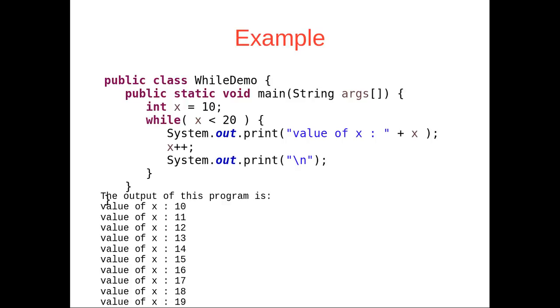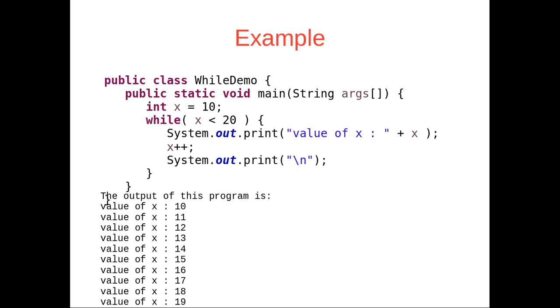We can see that here x will now become 11, then it will check the condition again until our condition becomes false. When the condition is false, it will terminate the body of the while loop. Here we can see that it will execute 10 to 19, because 19 is less than 20. If x becomes 20, then the condition will become false and the execution will come out of the while loop.